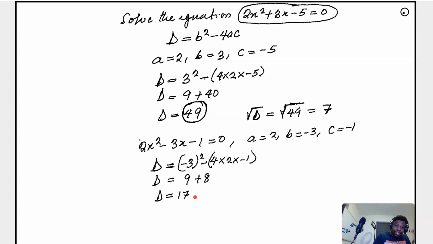Okay? 17 is not a perfect square. The reason why 17 is not a perfect square is that if you look for the square root of 17, it's not going to be a whole number, it's going to be a decimal. So the square root of 17 is 4.123. So this is not a whole number. So what this is telling us is that we cannot use the factorization method for this. We can only use the quadratic formula. So this is how to know when to use the factorization method or when to use the quadratic formula.